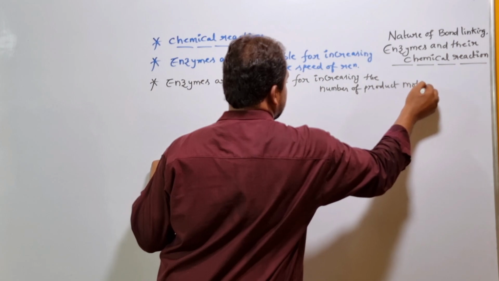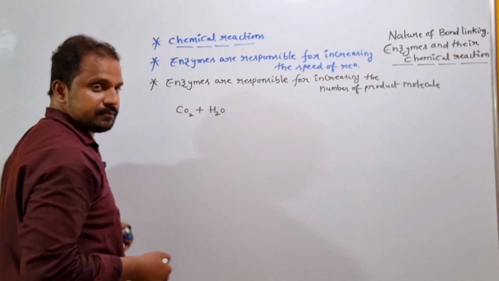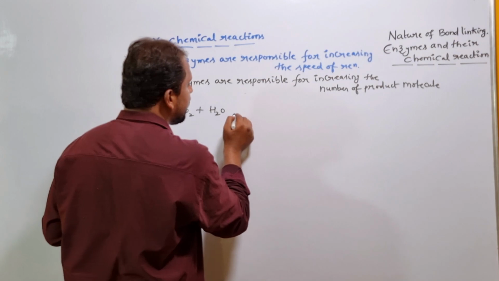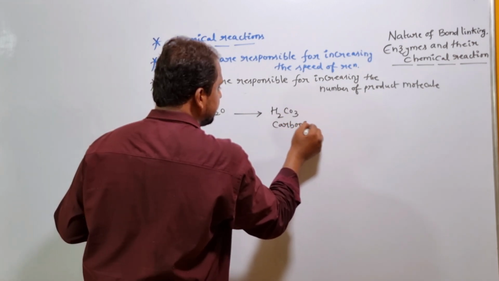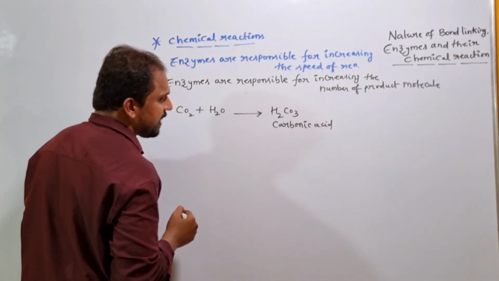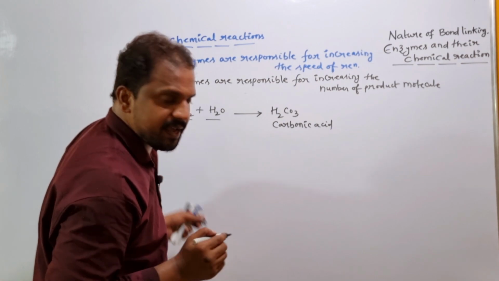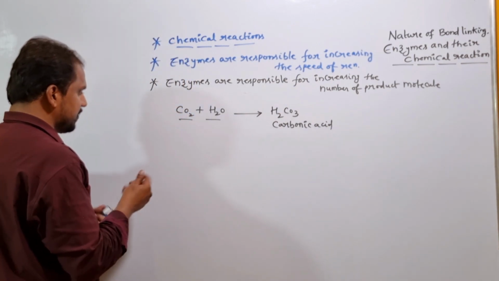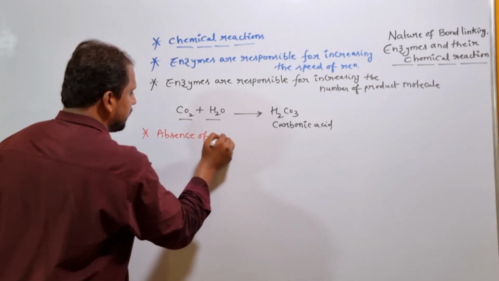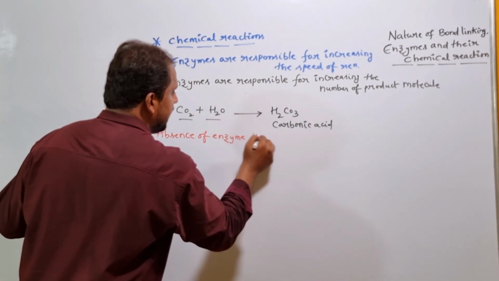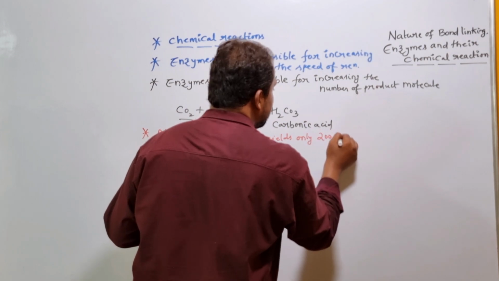So look at here. Carbon dioxide, when it dissolves in water, gives rise to carbonic acid. In the absence of enzyme, carbon dioxide, when it dissolves in water, yields only 200 molecules of carbonic acid. Let me write it on the board. Absence of enzyme, it yields only 200 molecules of carbonic acid.